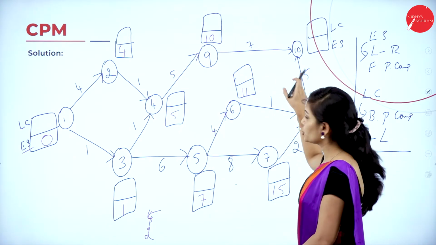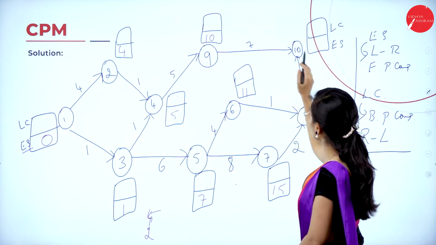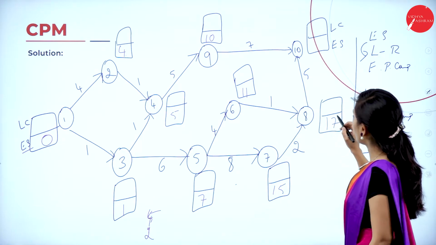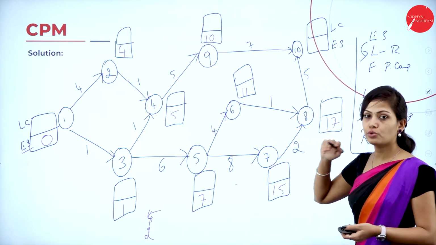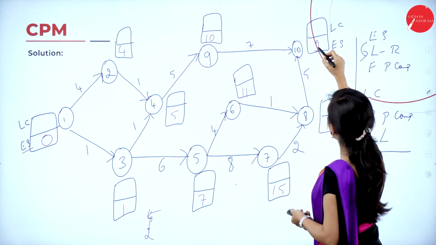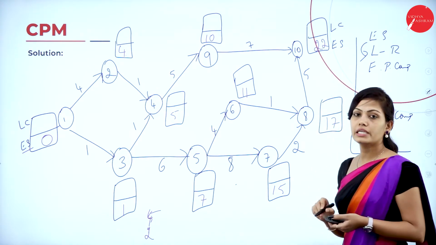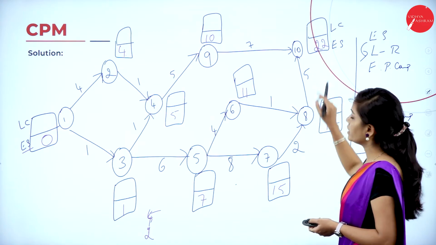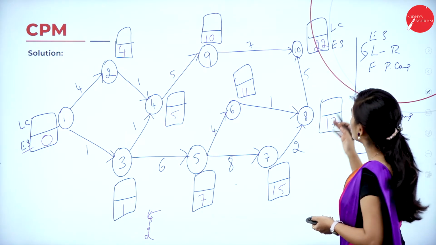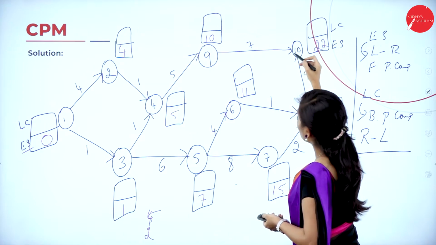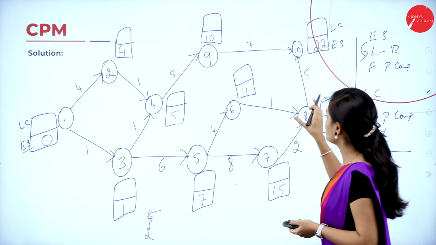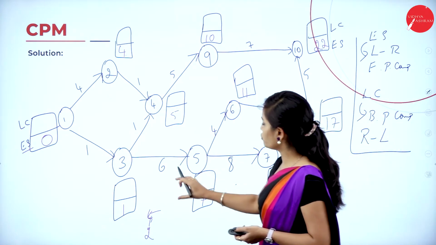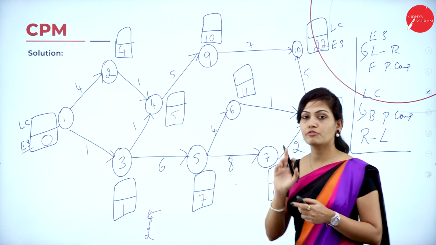For node 10, you have two possibilities, that is 9 to 10 and 8 to 10. So 10 plus 7 is 17 and 17 plus 5 is 22. So 22 is the maximum value. I'll write the earliest starting time is 22 for node 10. So we have to find the maximum value, and now we have got the earliest starting time for all the nodes. Clear? So for each and every node you have to find the earliest starting time. That is the first step.